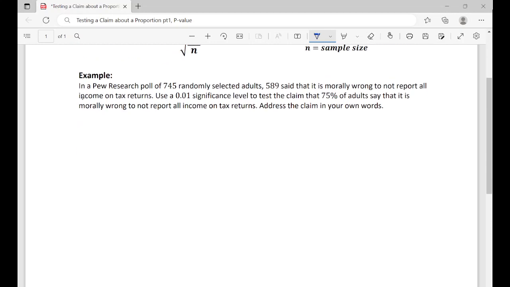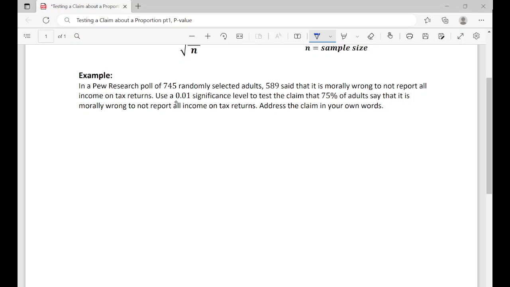So for the example, in a Pew Research poll of 745 randomly selected adults, 589 said that it was morally wrong not to report all income on tax returns. Use a 0.01 significance level to test a claim that 75% of adults say that it is morally wrong not to report all income on tax returns, and we're going to address the claim in our own words. So let's start off with what we know.